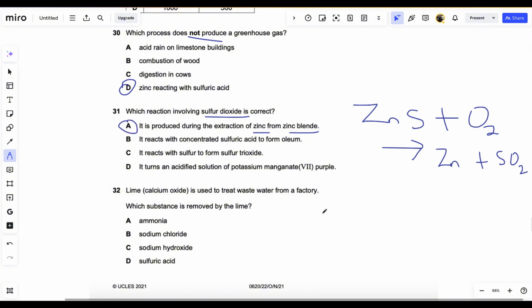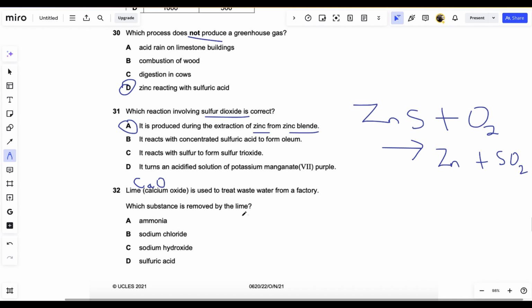Now we go to question 32. A is very correct, so we don't need to waste time. Lime, which is calcium oxide, is obtained from limestone when you heat calcium carbonate, which is limestone. Lime, calcium oxide, CaO, is used to treat wastewater from a factory. Now, which substance is removed by the lime?